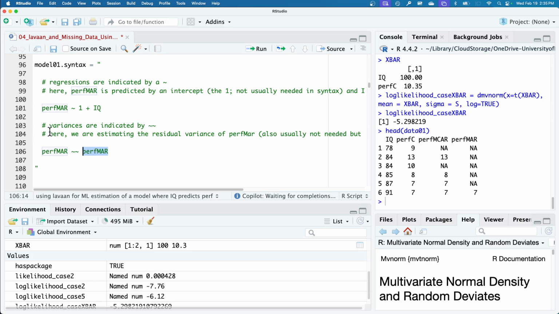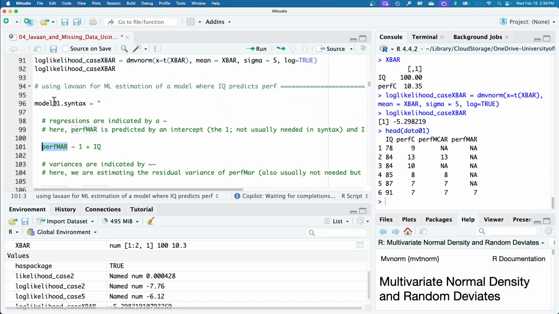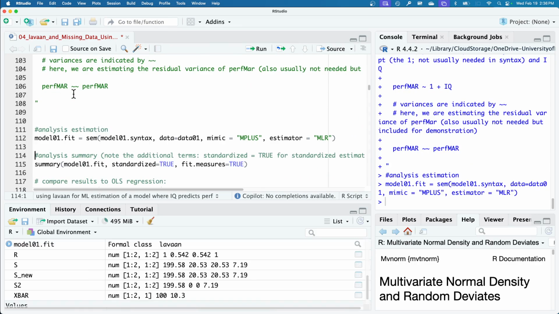So here, perf_mar, this will tell it to estimate the variance of it. But note, we don't usually call this the variance in the case where perf_mar is being predicted. This is the residual variance. It's what's left over. So what this is specifying is that simple linear regression model that I started notating in my notes document by hand, first part of class, right? That's what this is giving us here. So then I can take this, run the analysis.